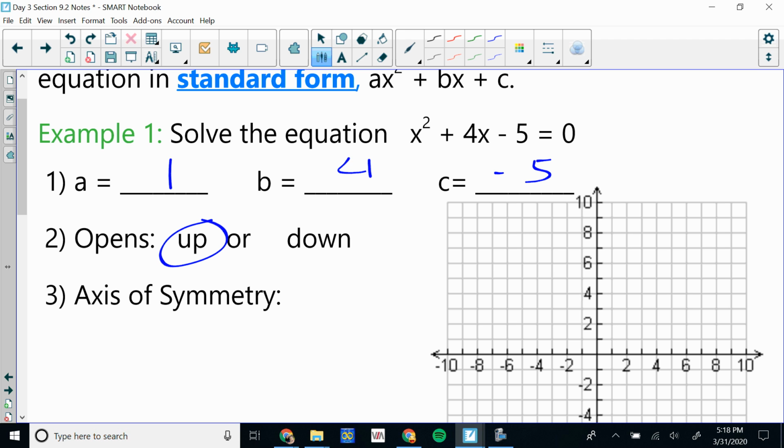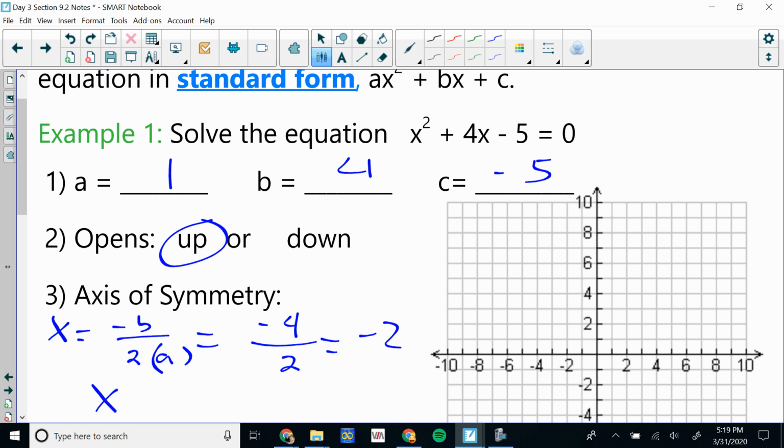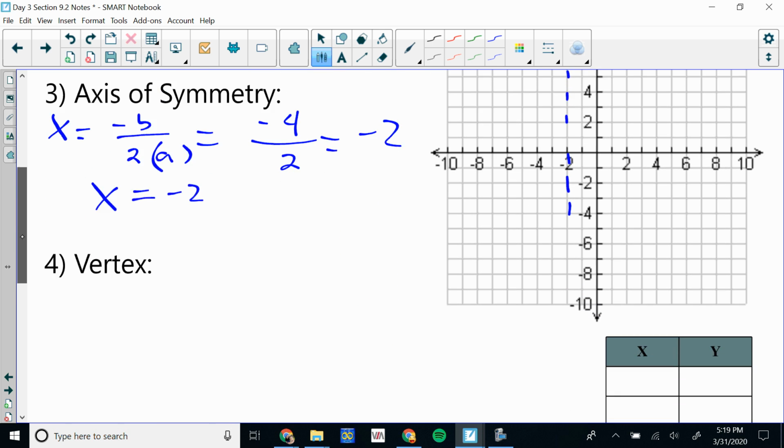All right. The axis of symmetry is the line x equals negative b over 2a. So on this one, the opposite of our b is negative 4 over 2 times 1. 2 times our a is just 2. Negative 4 divided by 2 is negative 2. So we have an axis of symmetry, x equals negative 2. And if I were to draw that dotted line like this, each side of our parabola should be cut exactly down the middle of that dotted line.